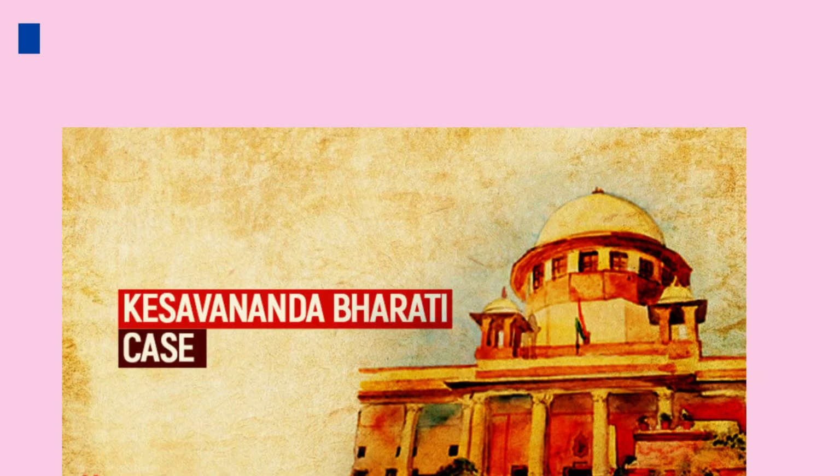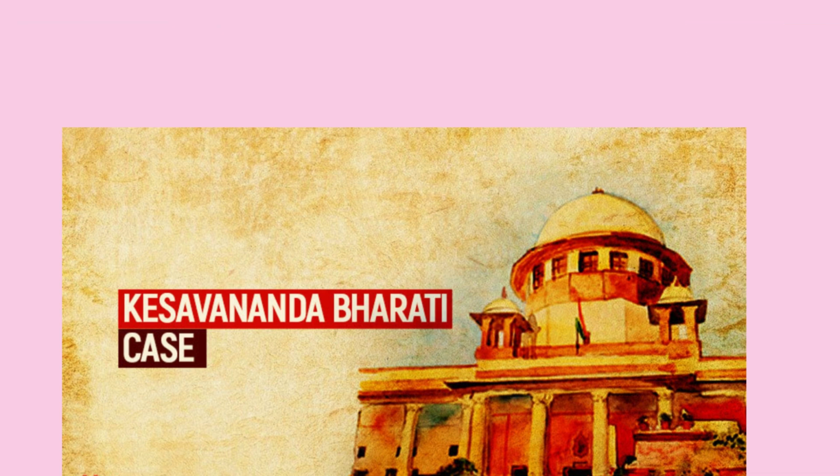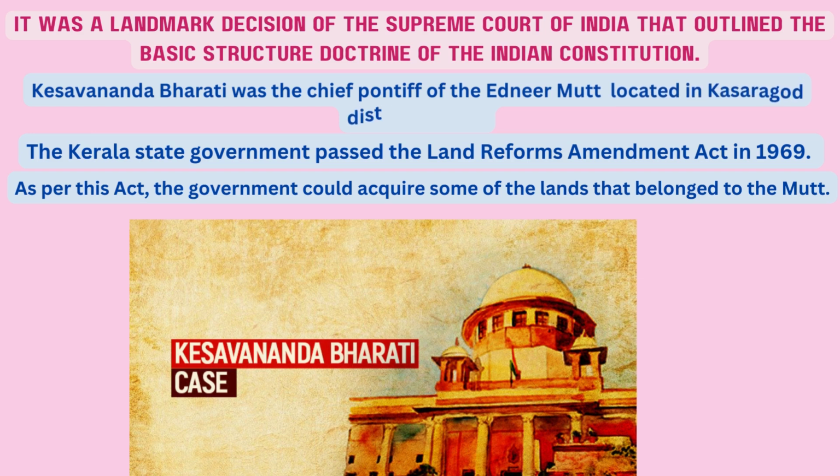The next most significant case in Indian history was the Sri Kesavananda Bharati case. It was a landmark decision of the Supreme Court of India that outlined the basic structure doctrine of the Indian Constitution. Kesavananda Bharati was the chief pontiff of the Edneer Mutt located in Kasaragod district, Kerala. The Kerala state government passed the Land Reforms Amendment Act in 1969. As per this act, the government could acquire some of the lands that belonged to the Mutt.